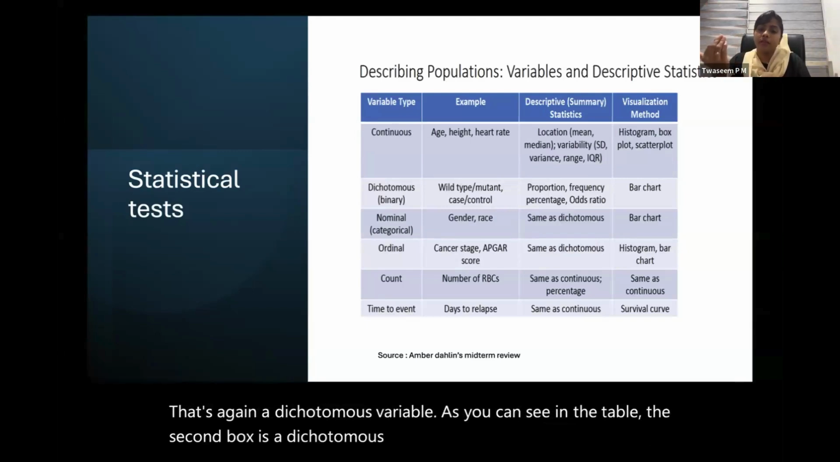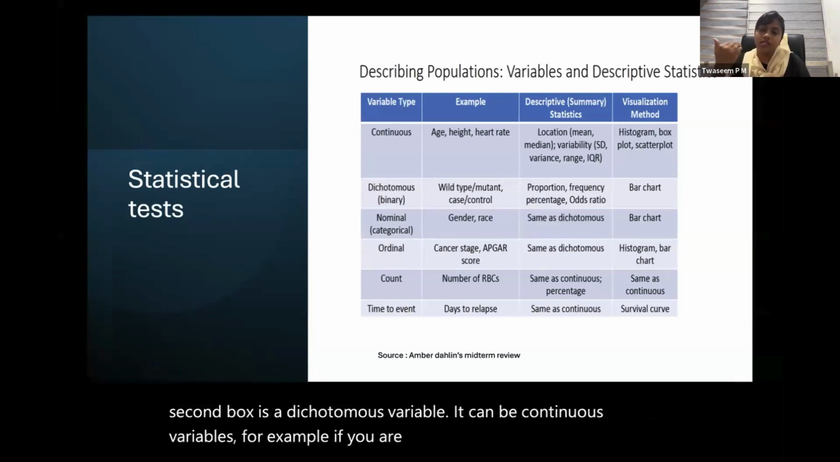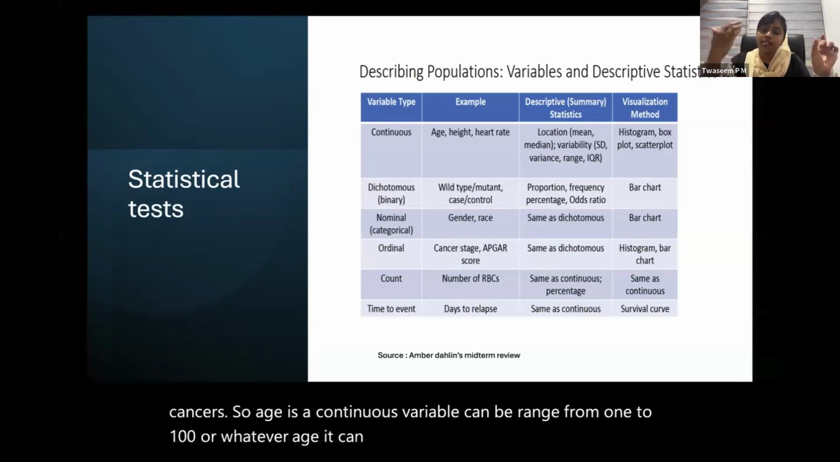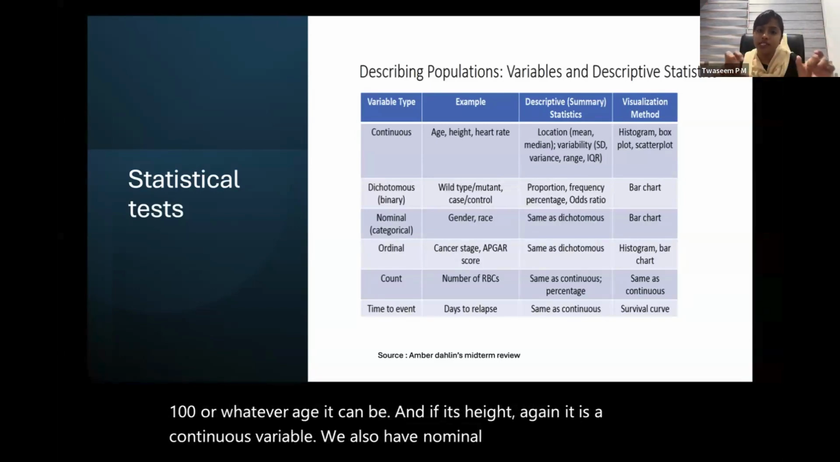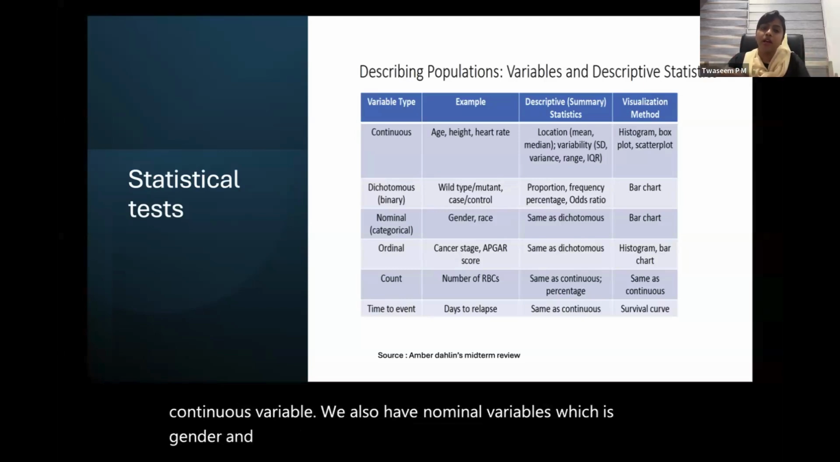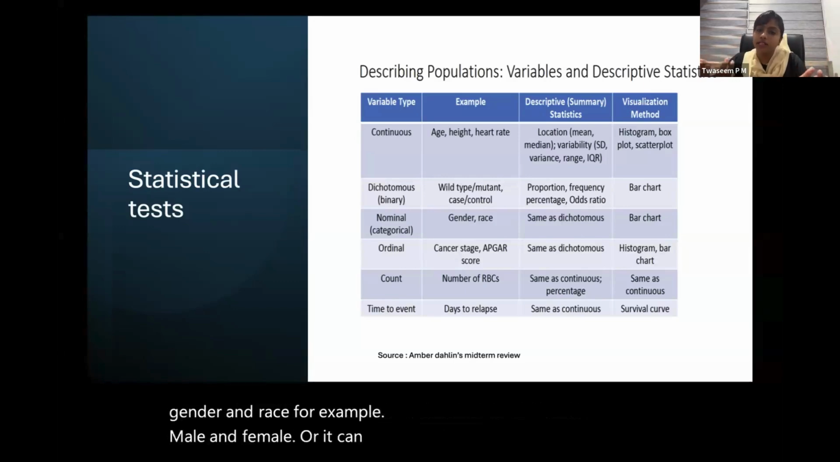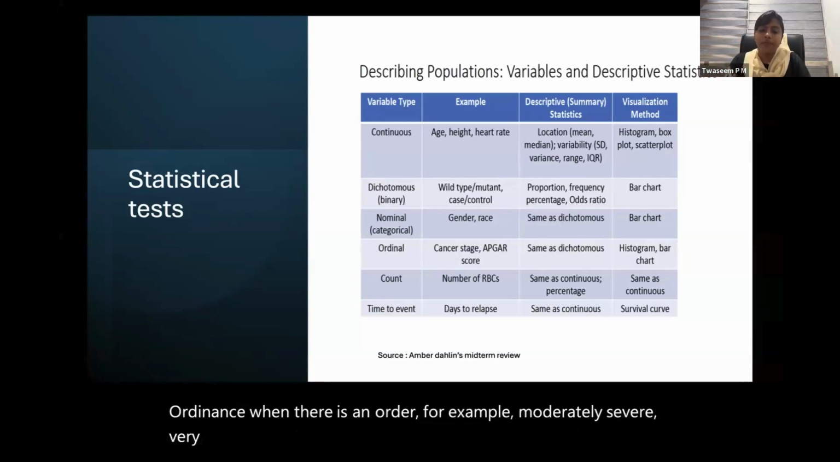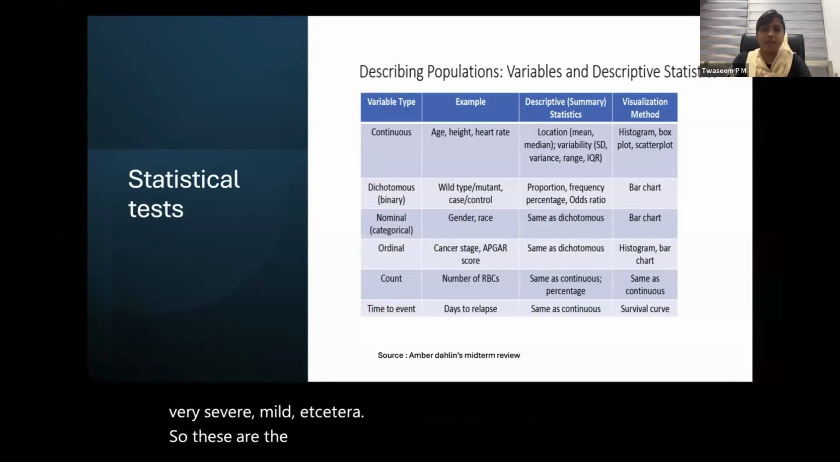It can be continuous variables. For example, if you are assessing age and probably cancers, age is a continuous variable. It can range from 1 to 100 or whatever age it can be. And if it's height, again, it's a continuous variable. We also have nominal variables, which is gender and race, for example, male and female, or it can be black and white colors, etc. Ordinal is when there is an order, for example, moderately severe, very severe, mild, etc. So these are the variables that you need to keep in mind.